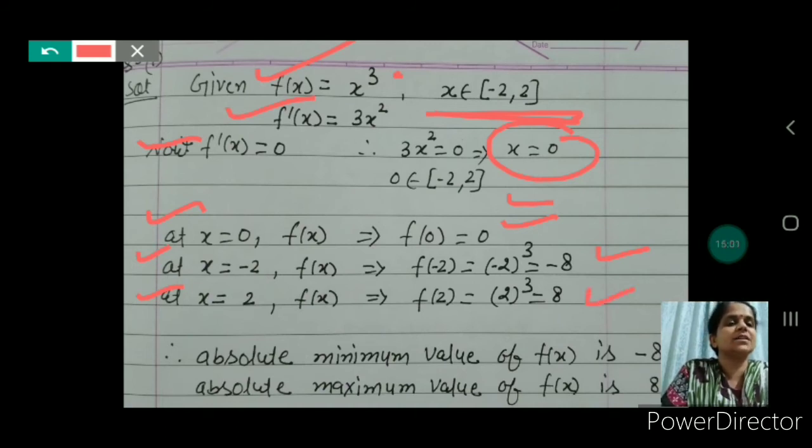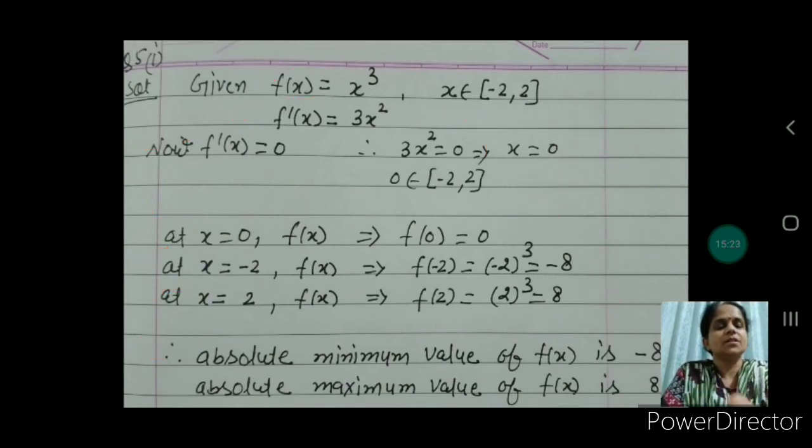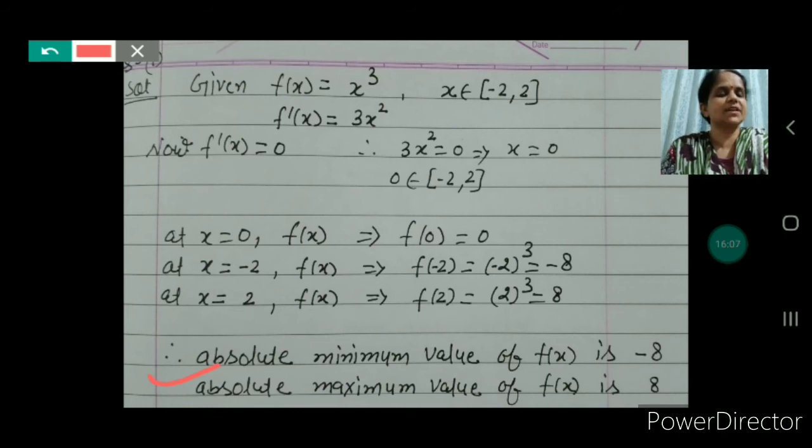And now find the minimum value of these three: 0, -8 and 8. Minimum is -8. So the absolute minimum value of f(x) is -8. Okay, the absolute maximum value of f(x) is 8. Clear? So for the absolute value, students, find only f'(x), meaning the first order derivative, and then find the value of x and then substitute in the given function.